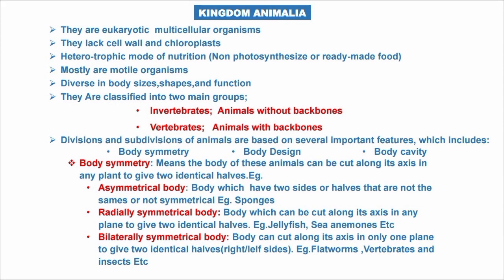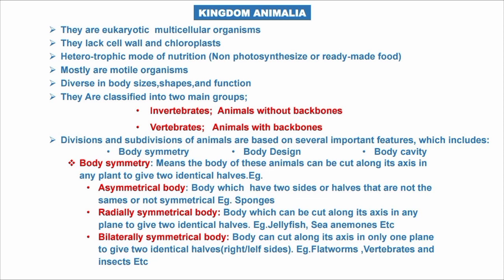Examples of body symmetry: the first one is asymmetrical body. An asymmetrical body is a body which has two sides or halves that are not the same. An example of an animal that exhibits an asymmetrical body is the sponge. Radial symmetrical body is another example. It is a body which can be cut along its axis in any plane to give two identical halves. Examples of this are jellyfish, sea anemone, etc.